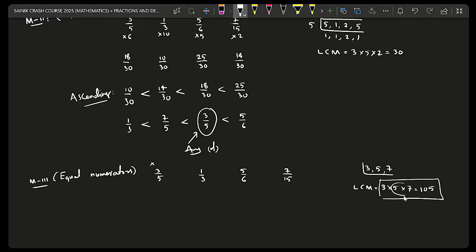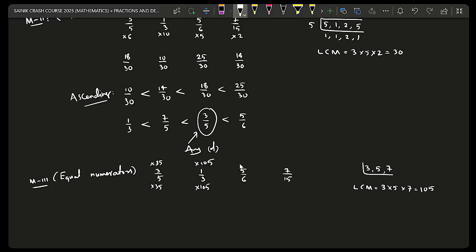Except the 3, the remaining you multiply: that is 5 sevens are 35. With which number should you multiply 3? 35. So 5 also by 35. Now I want to make this 1 as 105. With which number should you multiply? 105. And the denominator also should be multiplied by 105.